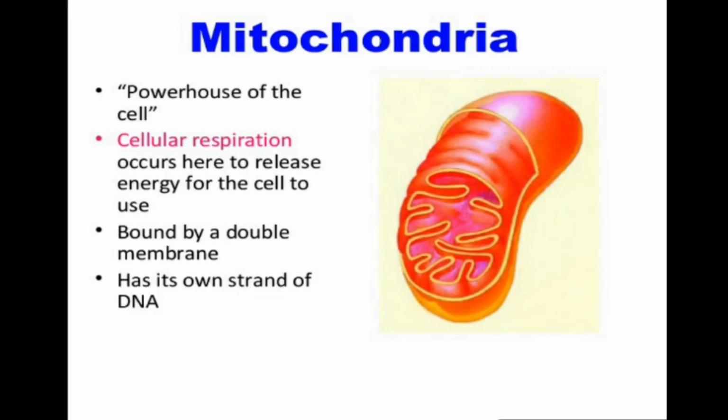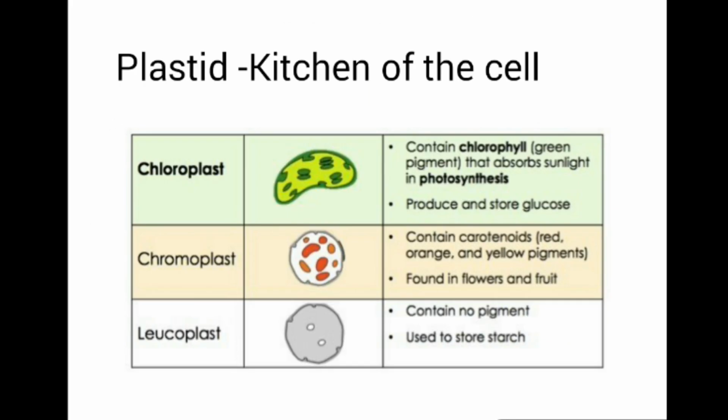The mitochondria is called the powerhouse of the cell. It is here that cellular respiration takes place and ATP is generated. It is also a double membrane bound structure and has its own DNA.